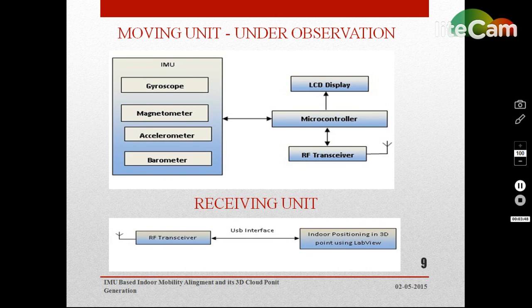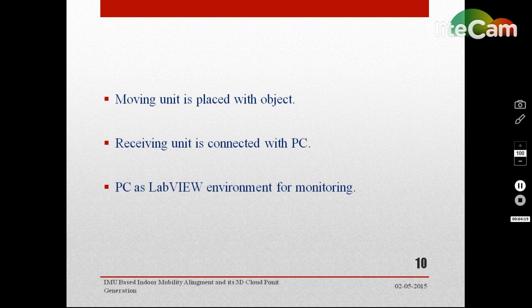And this is a moving unit block diagram and a receiving unit block diagram. In the moving unit, we have used an IMU with a combination of several sensors like gyroscope, magnetometer, accelerometer, and barometer. This combined IMU unit is connected to a microcontroller along with LCD display and RF transceiver. And in the receiver unit, we have used a USB interface between a PC and the receiver unit. The moving unit is placed with the object. The receiver unit is connected with a PC. The PC is the LabVIEW environment for monitoring.